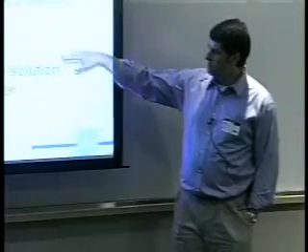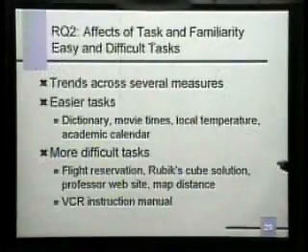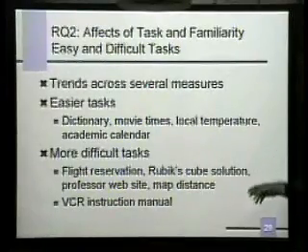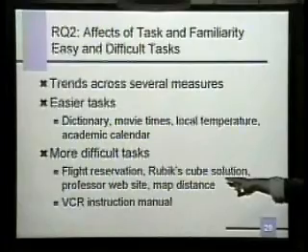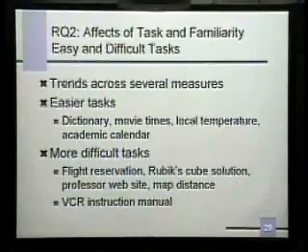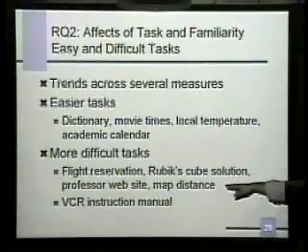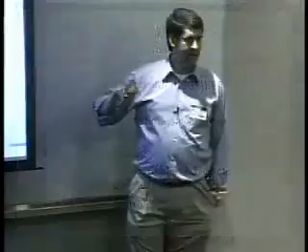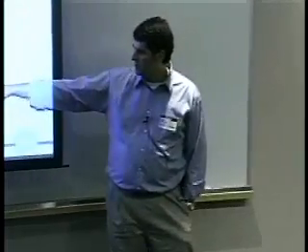Things that were more difficult across a lot of the measures that we looked at were the flight reservation task I mentioned, the Rubik's Cube task because they had trouble with it on the first day, and finding the professor's website at the other university. We also gave them a task to try to find the distance between two locations on a map. That turned out to be a difficult task because it involved looking up different pieces of information.